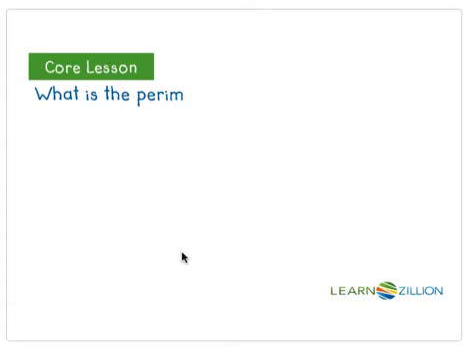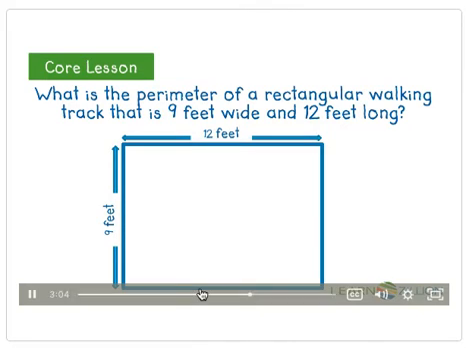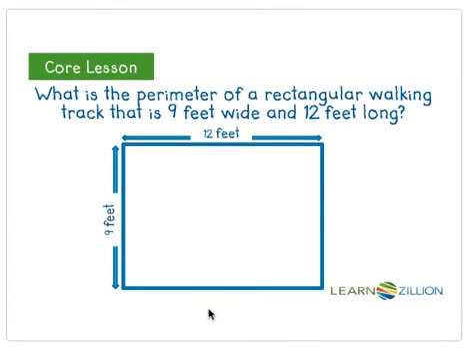So how do we find the perimeter of a rectangular walking track with a length of 12 feet and a width of 9 feet? We begin by placing unit squares representing each unit of length along the edge of the rectangle. In this example, one square will be 1 foot long and 1 foot wide. This means we can represent the length of 12 feet by placing 12 squares inside of the rectangle along the top of the rectangle that shows 12 feet.